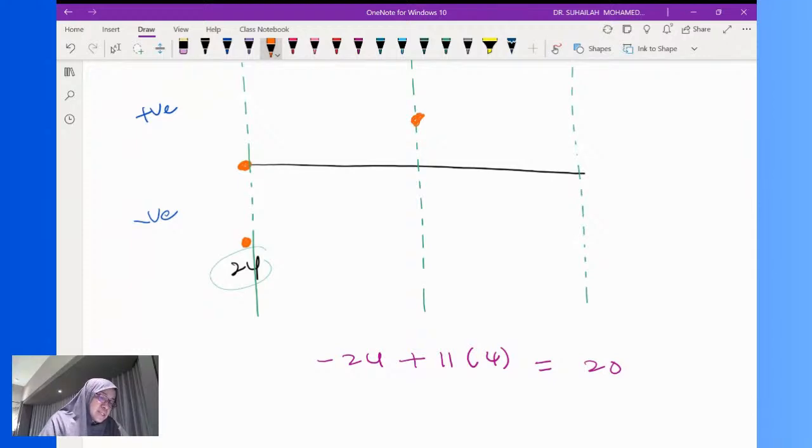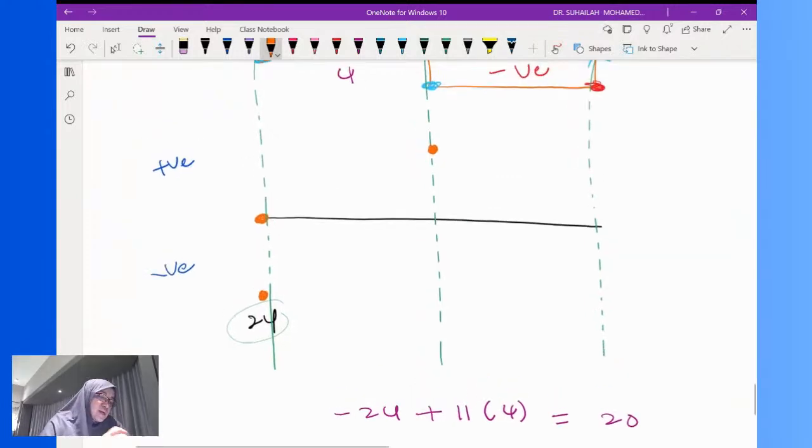So the point is like this. Maybe you want to put it somewhere higher. This is the 20 value. It is positive, so we have to put it at the positive side.